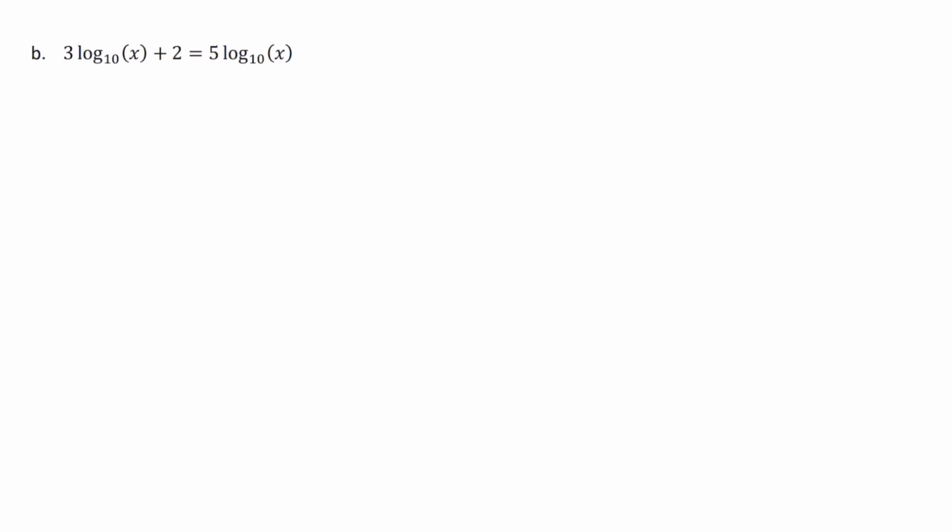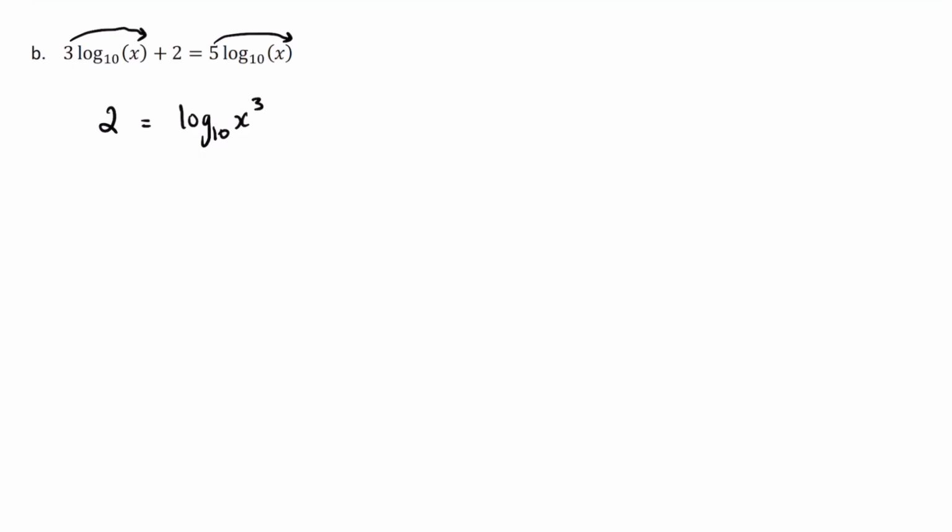Part B. What I can see here is I've got some logs, which includes x, and then some numbers. So I'm going to use the classic algebra rule, get all the x's on one side and all of the numbers to the other side. At the same time, I'm also going to take the powers to the top here, just to make my life a little bit easier. So I'm going to leave the 2 on this side, and I'm going to take the log 10x to the power of 3 over to this side.